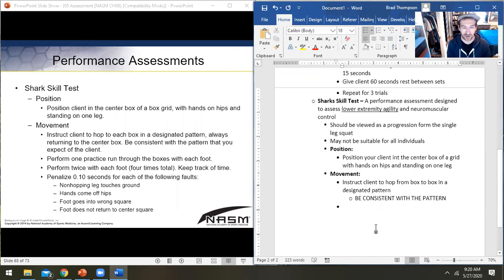And then give your client one practice run with each of their feet. Give the client one practice run with each foot after you explain the rules. So after you explain to them what the assessment's going to look like, give them a chance to go through on both legs one time each and just see how long that takes them each time, and then it gives them a benchmark to try to improve from. But that's not one of the scores that you're officially going to write down. And then perform twice with each foot. That means a total of 4 times.